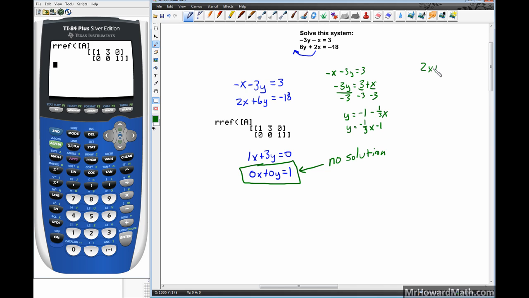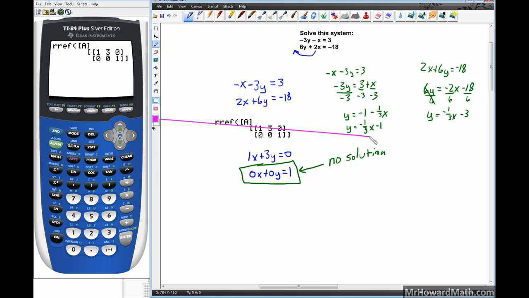Let's rearrange the other one. We have 2x plus 6y equals -18. We can prove that this is no solution. Two parallel lines. So let's subtract 2x. We get 6y equals, I'm going to go ahead and move this, put it in the right order, -2x minus 18. Divide everything by 6, and we get y equals -1/3 x minus 3. Okay, and look what we have here.